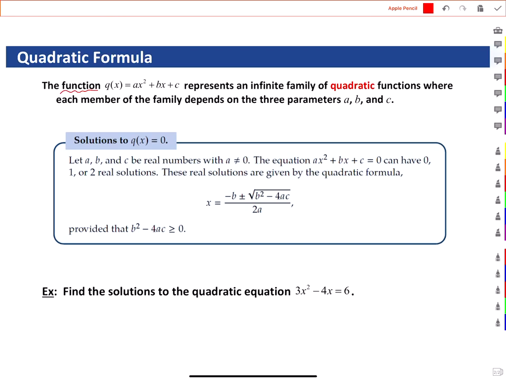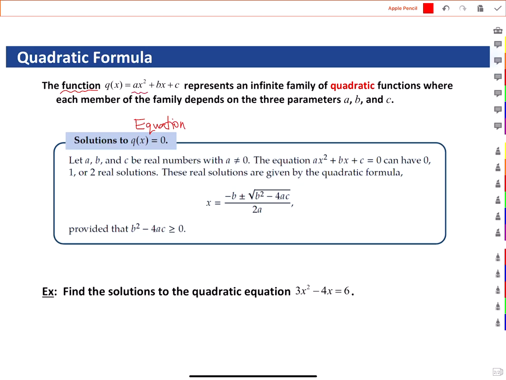Now we're changing from a function to an equation. Those are two very similar but yet different ideas, so make sure that you're always paying attention to which one we're asking for, which one we're dealing with. So let a, b, and c be real numbers with a not 0, because if a were 0, that would wipe out this first term here, which would make it linear, not quadratic.